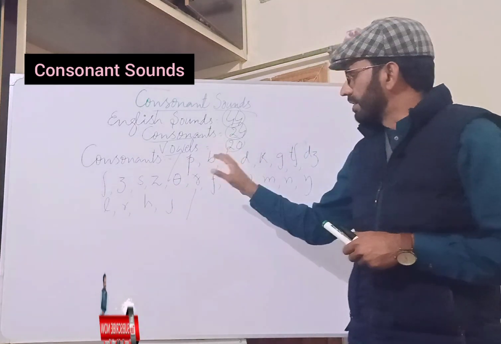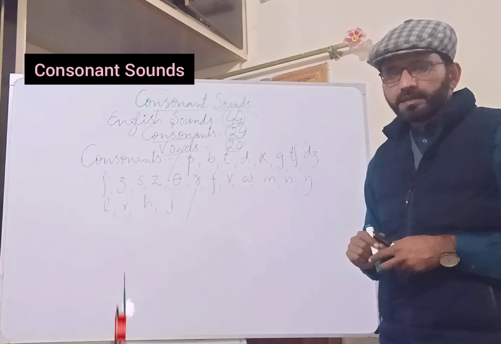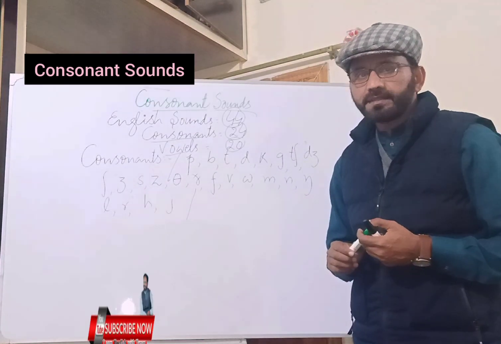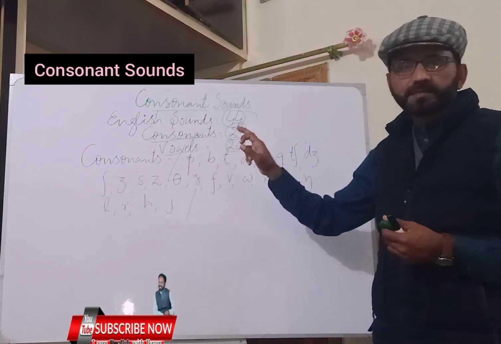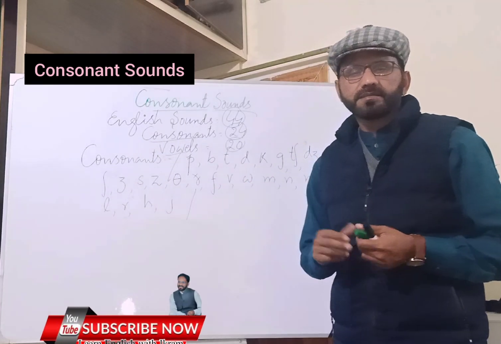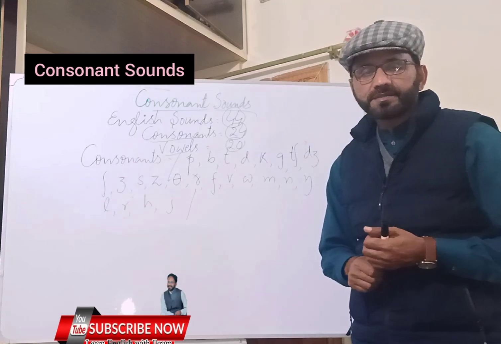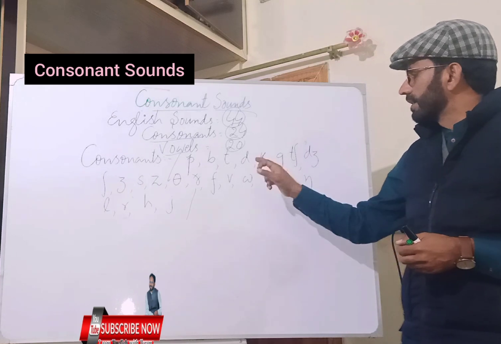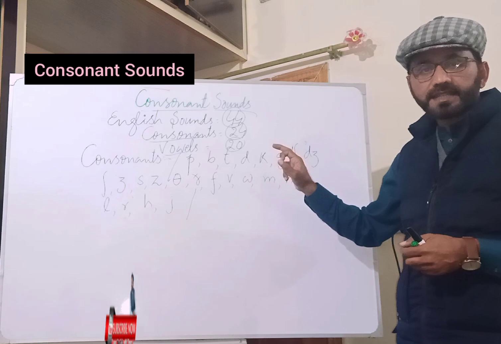Let me repeat one by one. The first one is P, parrot, P, pen, P, Pakistan. The second one is B, ball, B, bone. Simple. Then the next one is T, tree, T, top, T, two. Then D, dog.